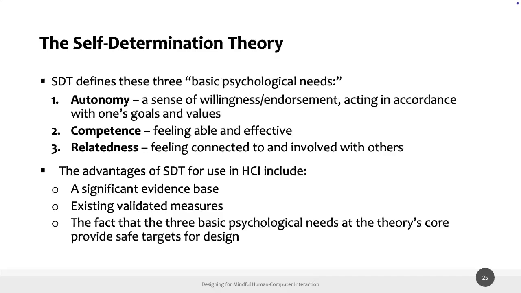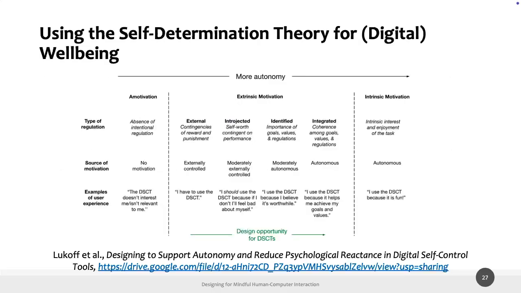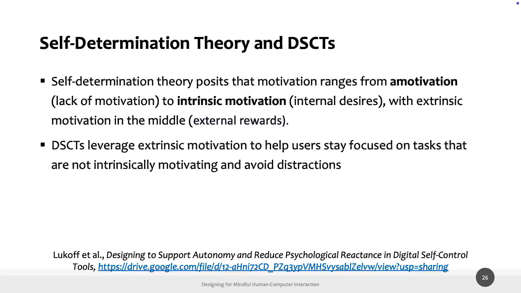This can be used in different ways. We will see some guidelines for designers next week that are based on this theory. But it can also be, in a way, linked to the field of digital self-control tools. Because basically, self-determination theory says that motivation ranges from amotivation, so a lack of motivation, to intrinsic motivation, my internal desires, with extrinsic motivation in the middle, so something that is motivated by an external reward.